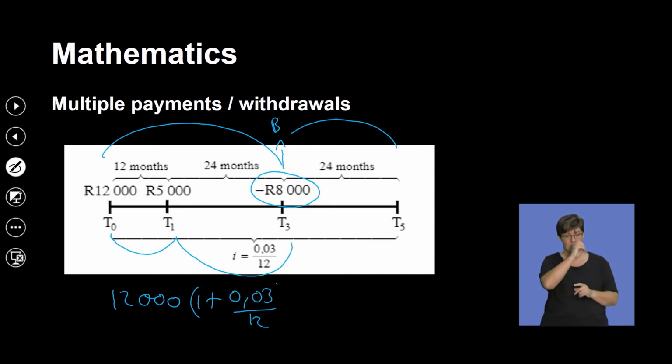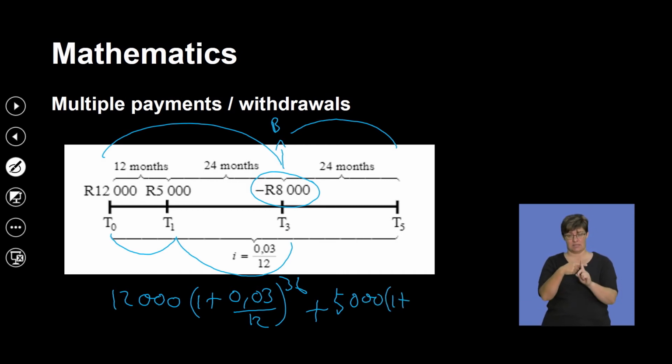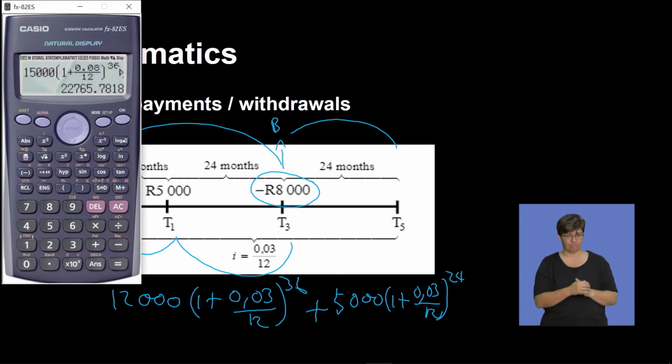0.3 over 12. So this is for the first 3 years, it was that, right? And then I will add how much? The 5,000, which actually gained interest for 2 years before she withdrew. So that will be for the 5,000 into 1 plus, the interest is still 0.03 over 12, but now this is for 2 years, meaning it's going to be 24, right? And then from whatever we get there, we're going to subtract the 8,000. So let's quickly do the calculation.